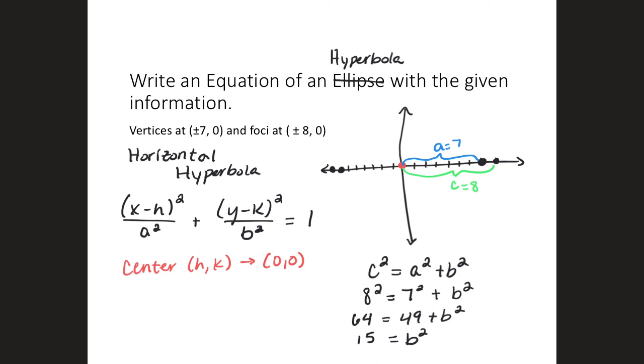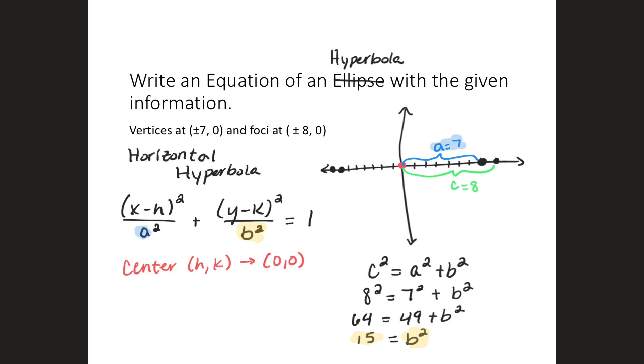I really don't even need b. In order to write my equation, I just need my b squared value, and my b squared value is 15. I have my h and my k and my a value, and so now I can write my full equation.